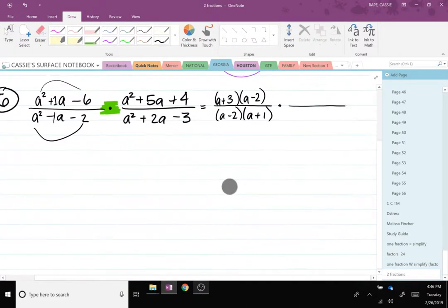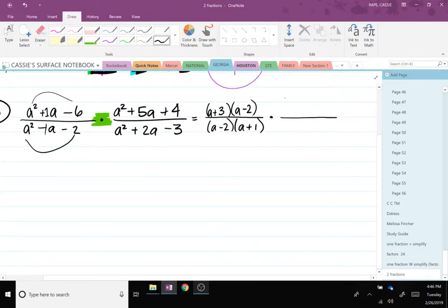Then over here, a squared plus 5a plus 4, I'm looking for two things. The factors of 4 are pretty easy. That add up to 5, it's got to be a 4 and a 1, and you'll notice everything's plus, so it's plus plus. So that factors to a plus 4 times a plus 1.